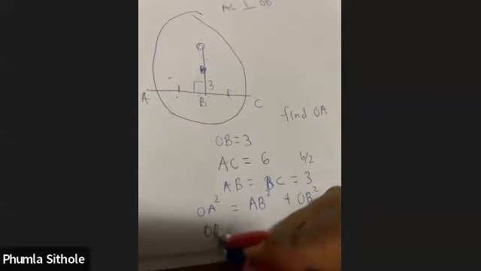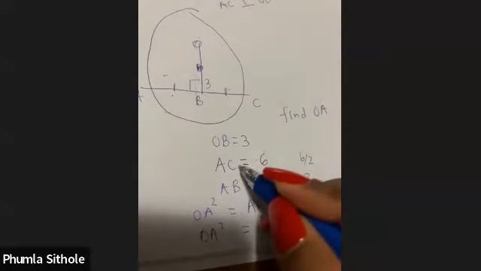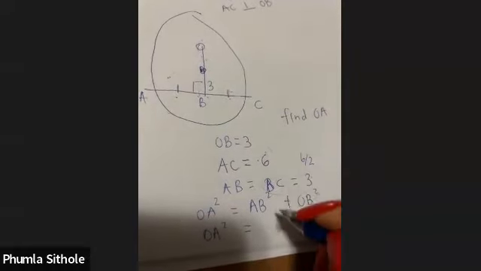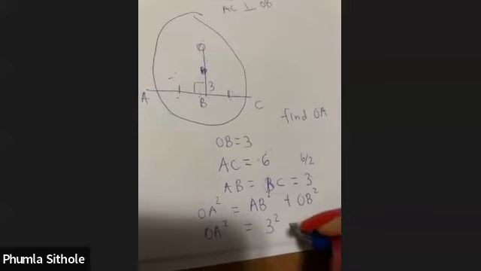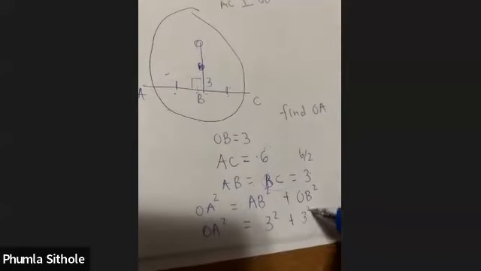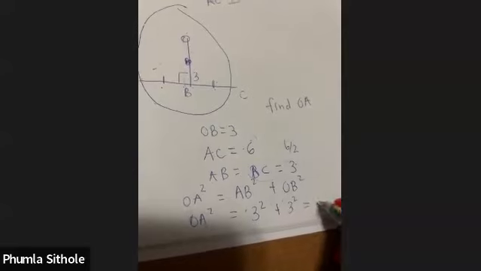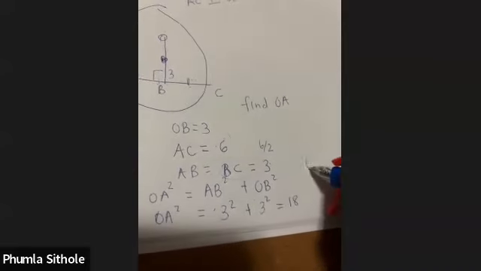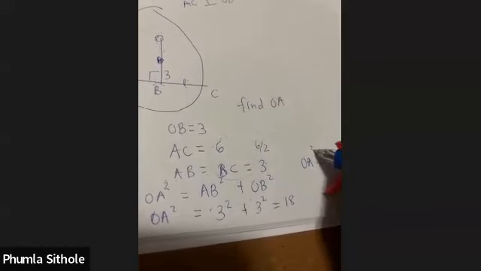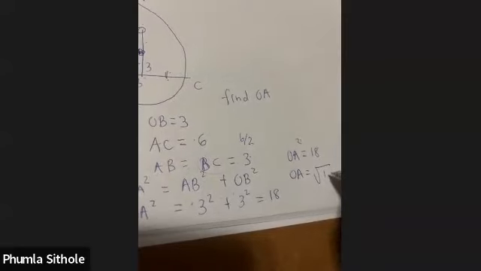So you have OA squared is equal to, you have AC was 6 and AB is 3. You just plug in 3 squared plus OB was also 3 squared. Then you have 9 plus 9, which is 18. Therefore, OA squared is equal to 18. Therefore, OA is equal to square root of 18.